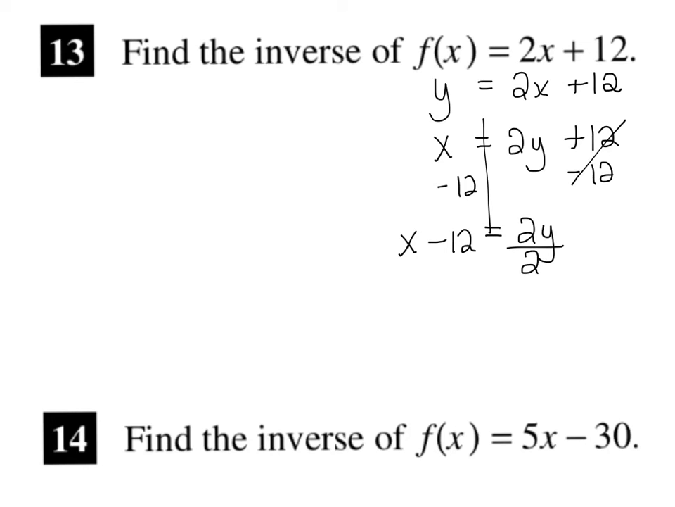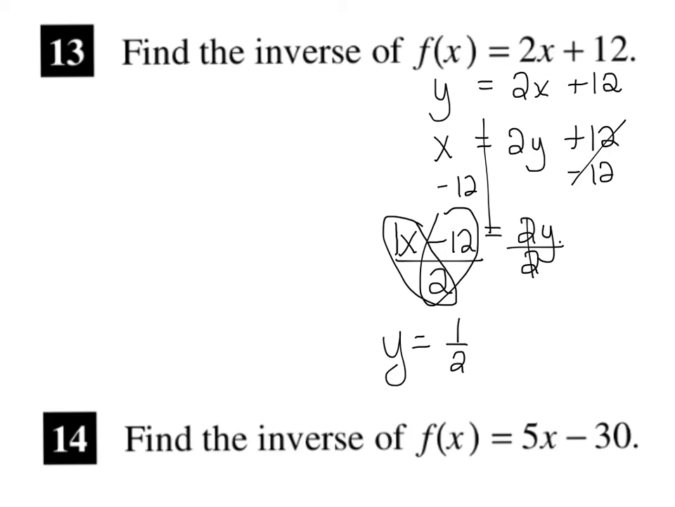Now we have to get rid of the 2. And we have to divide both of these by 2. So there's a 1 right there. So our final answer, what y equals, it's going to be 1/2 x, and negative 12 divided by 2 is negative 6.